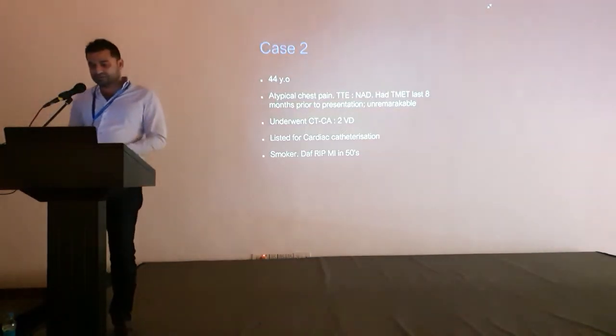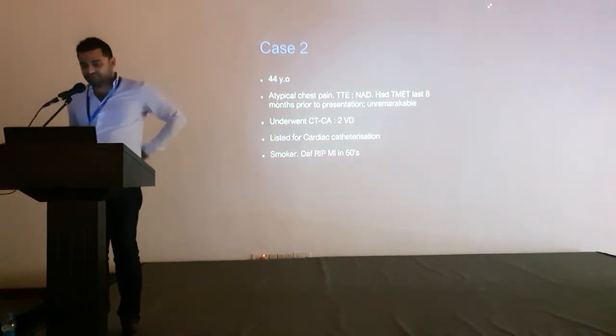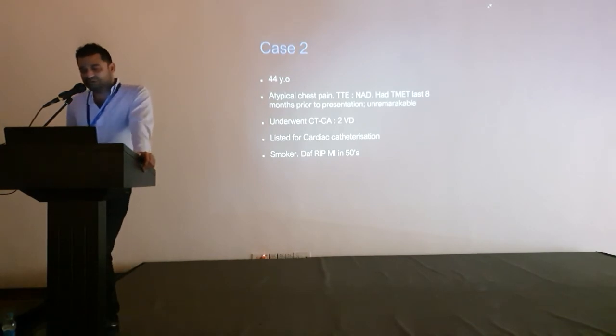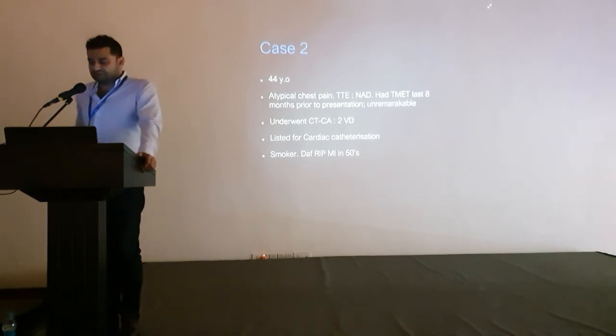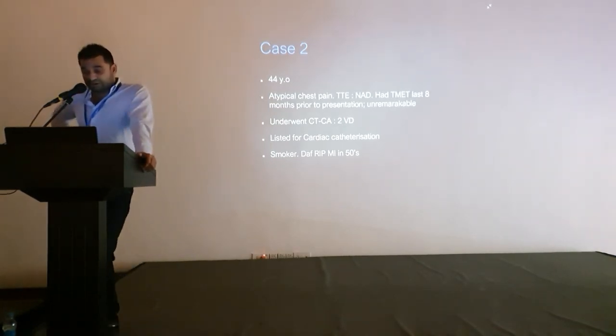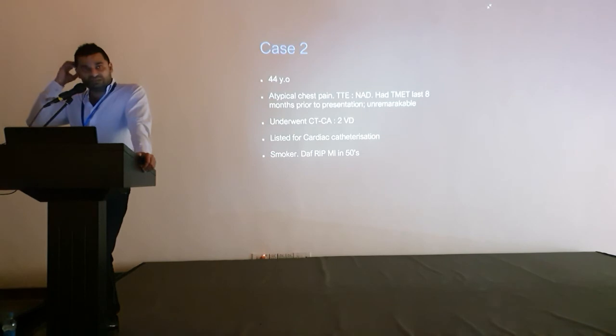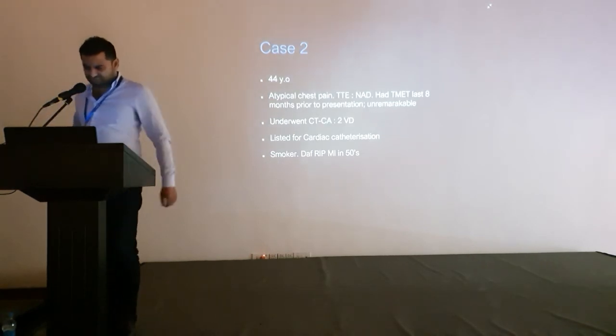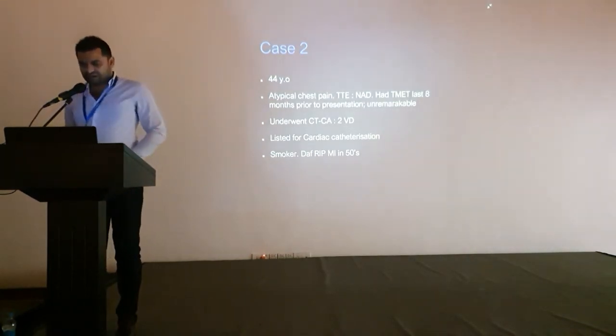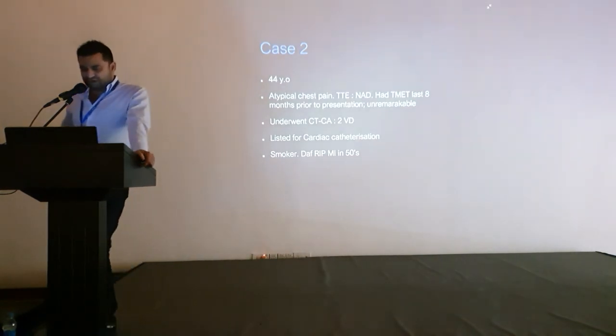So I'm going to present the second case. This second guy, 44-year-old chap, atypical chest pain, normal echo, had a treadmill test in South Africa 8 months ago and it was normal. Again, there's extensive family history of coronary artery disease, so went straight for a CTCA and showed 2 vessel disease. He's a smoker and his dad passed away in his 50s, so he was listed for cardiac catheterization.